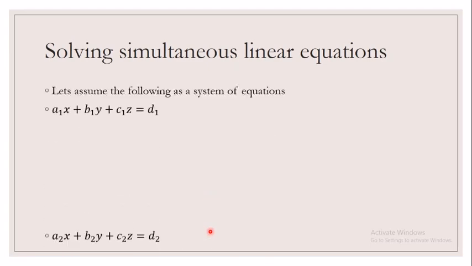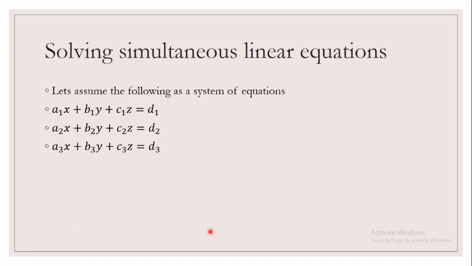Now let us assume that this is a system of equations that is given to us for solving. Now here, as you can see, these equations are given as a1x plus b1y plus c1z equal to d1, a2x plus b2y plus c2z is equal to d2, a3x plus b3y plus c3z is equal to d3. Now I'm going to write this system of equations in the form of a matrix. That is, this can be written in the form of AX equal to B.